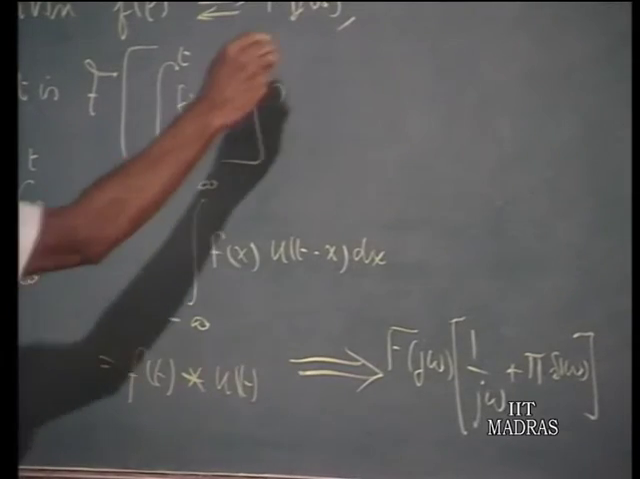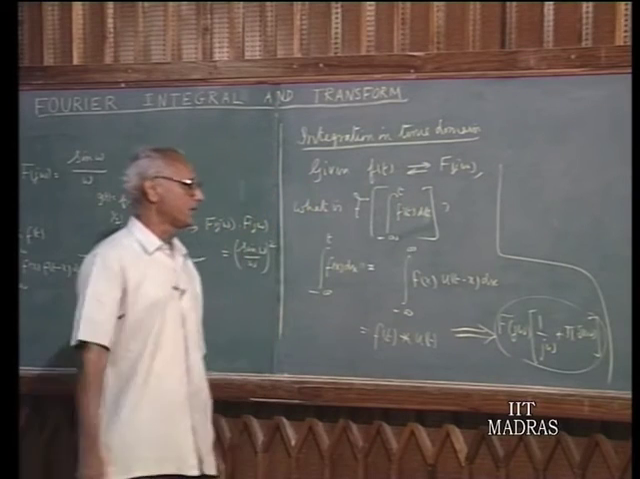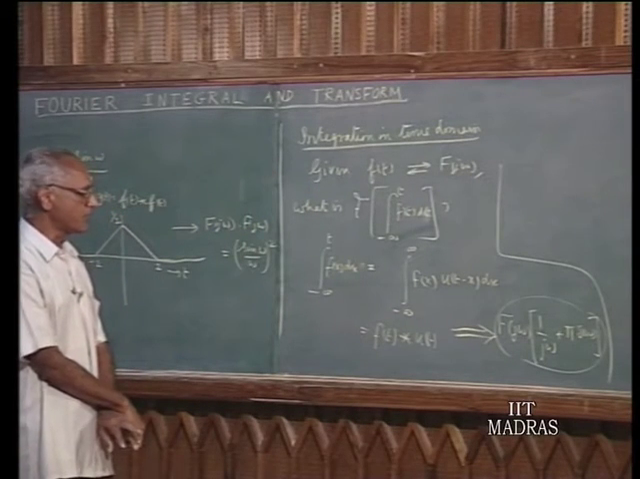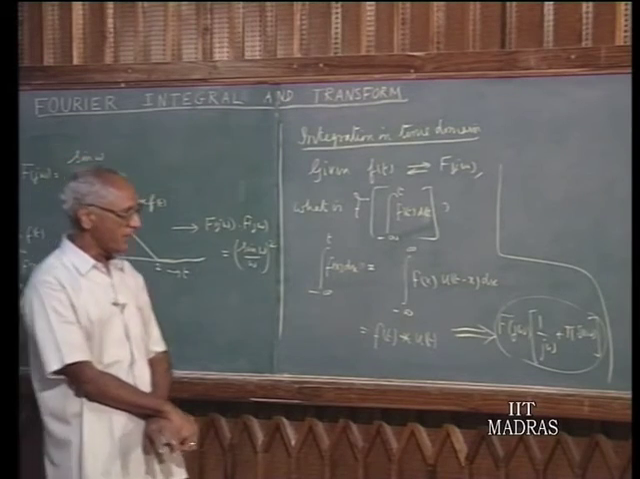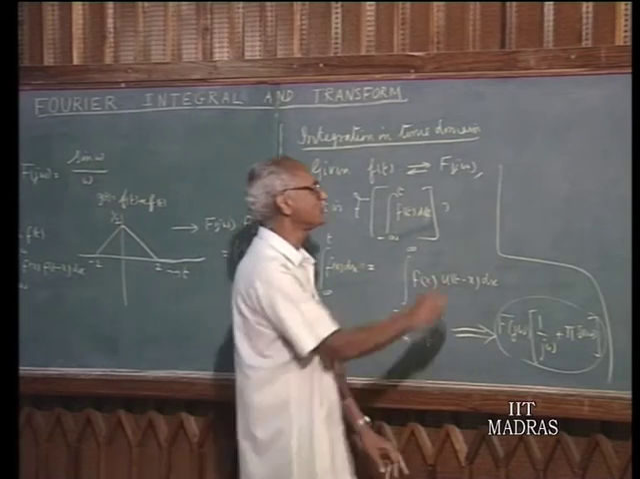So, this is the important result that we have. When you want to integrate a function of time from minus infinity to t, you have to multiply by 1 over j omega plus pi delta omega. Let us see the implications of this.